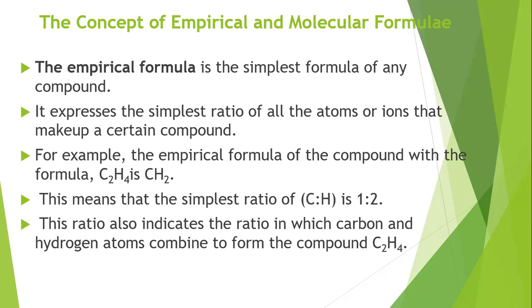The 2 from the C2 will be removed, and the 4 here, if you divide by 2, will remain 2. So we get CH2. This means that the simplest ratio of C to H is just 1:2. Now this ratio indicates the ratio in which the carbon and the hydrogen atoms combined to form the compound C2H4. So that's how it is.